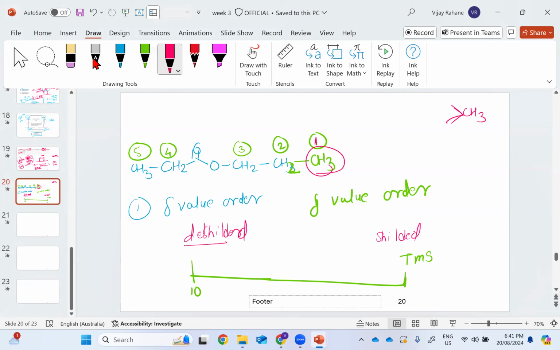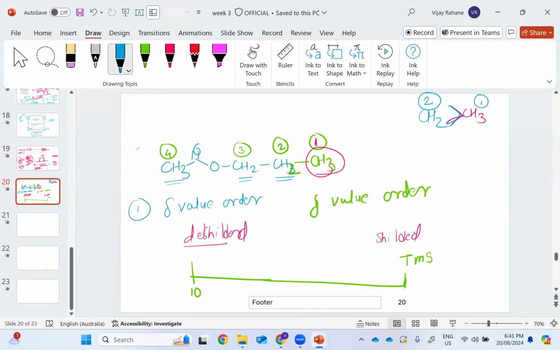I will just make it a bit clearer here. Now which one will be the second one in the order? In this one, this methyl, CH2, or this CH3 or this CH2? The second CH2, number 2, this one will be here.